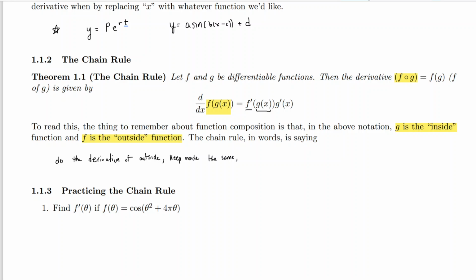And then in a lot of ways, when you see problems worked, this will feel like just doing your old rule. You'll just have something that's not x. The additional part of the chain rule is you multiply the entire thing, then multiply by the derivative of the inside, g prime of x.